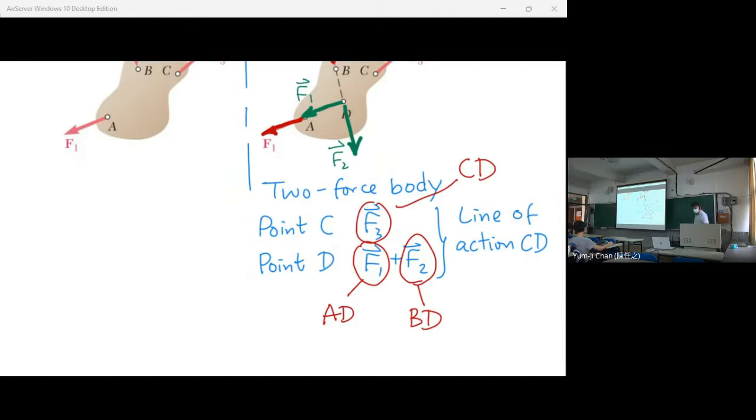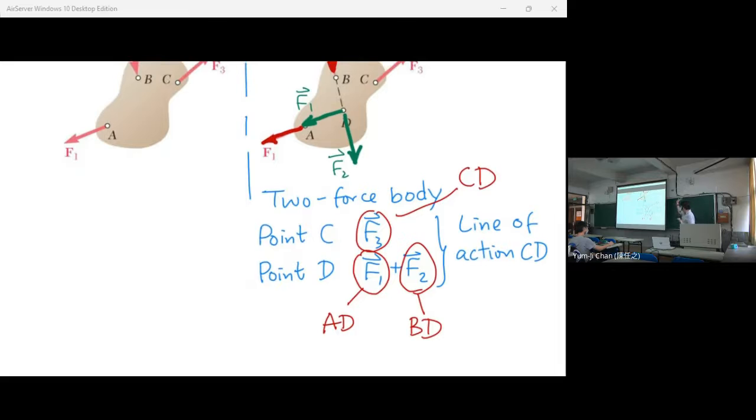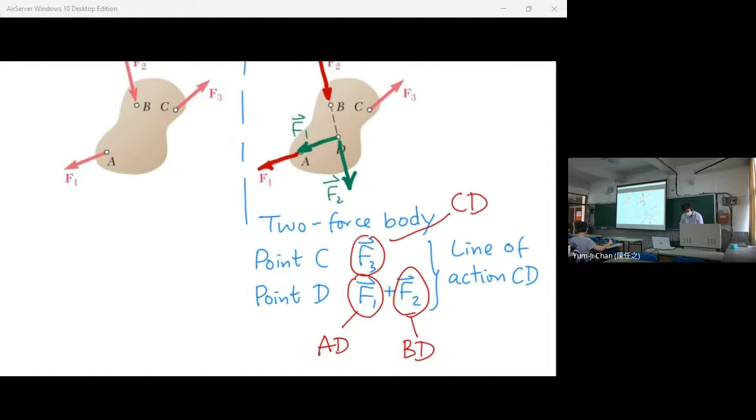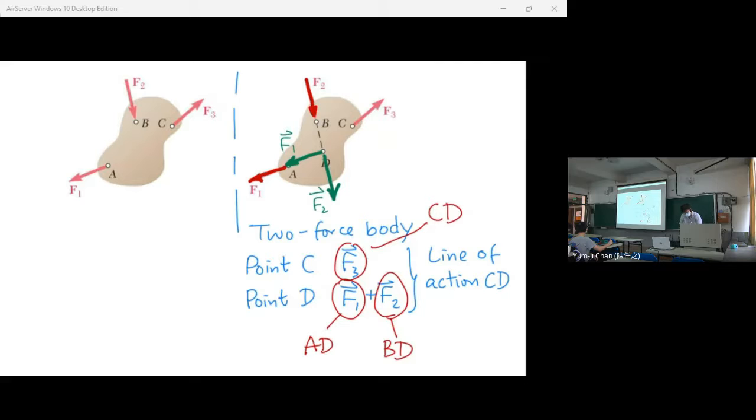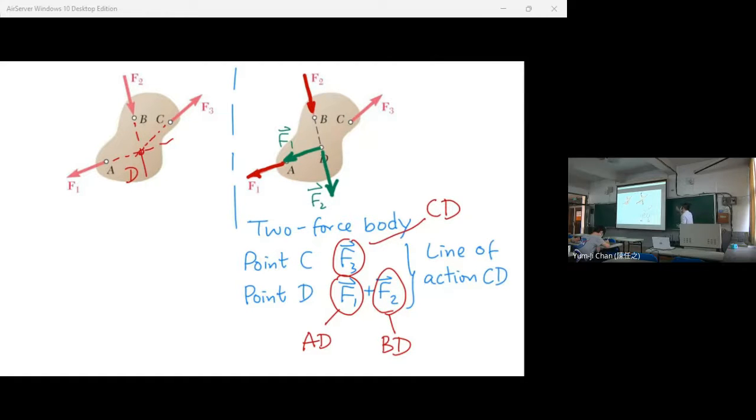Now we go back to the left-hand side figure and draw it here. So we have line of action AD here, BD here, and line of action CD here. The line of action of F1 is AD, the line of action of F2 is BD, and the line of action of F3 is CD.